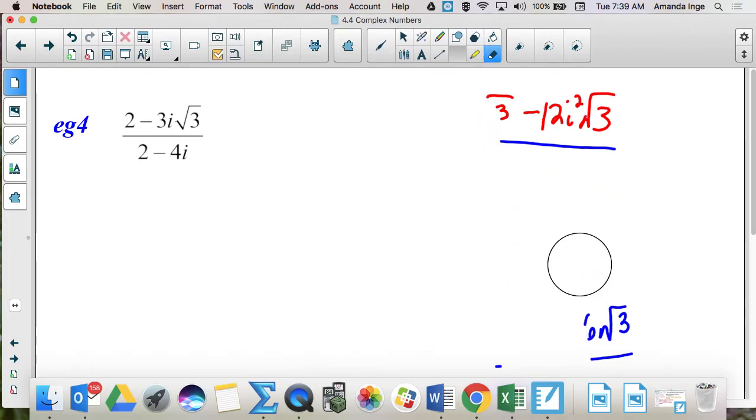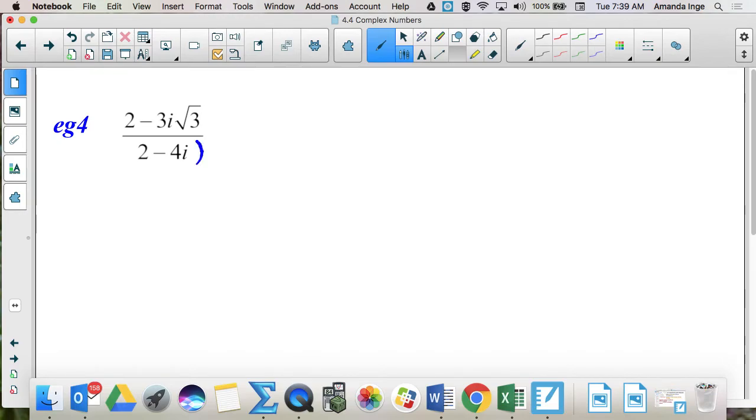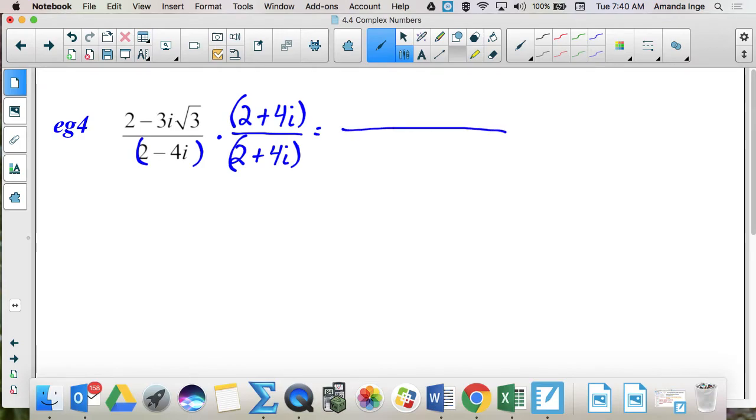Now this takes me to one that's a little bit more complicated. So we're going to multiply by the conjugate, which in this case is 2 plus 4i, 2 plus 4i. The denominator is going to give me a squared minus b squared, so that's 4 minus 16i squared. The numerator, of course, is more complicated.